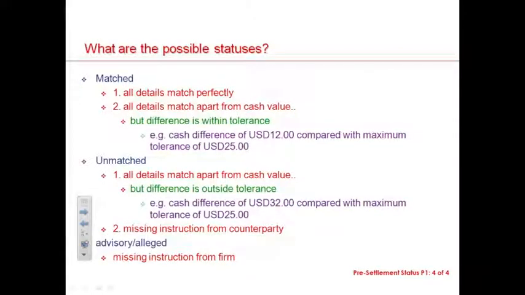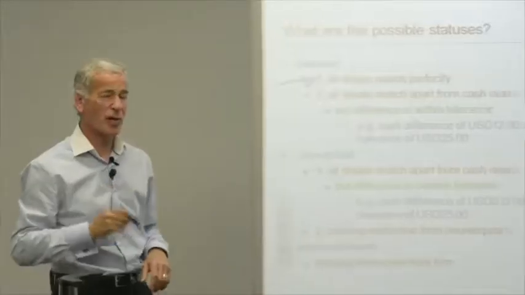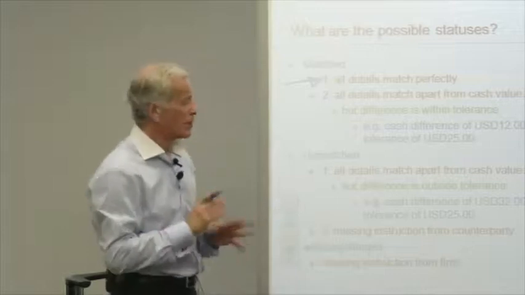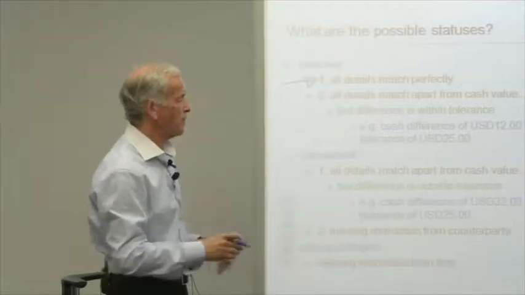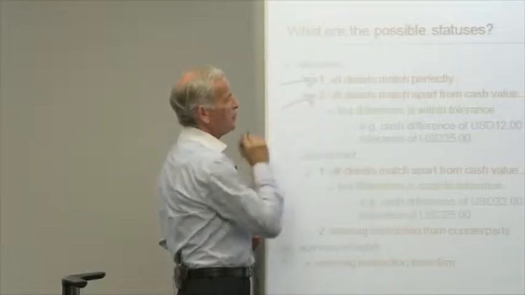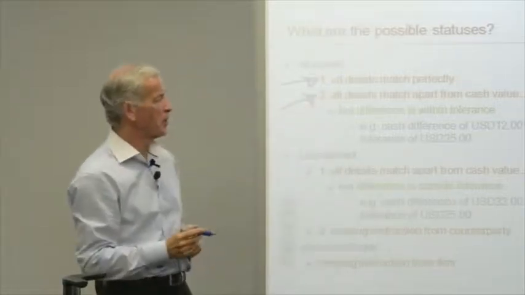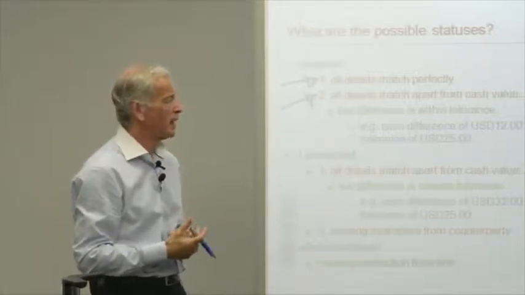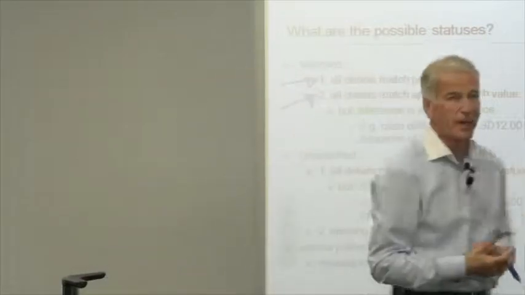Now, within the heading of match, can you have different levels? Well, yes. You can have this level, which is the details of your instruction and your counterparty's instruction match perfectly in all respects, inclusive of the cash figure, the cash settlement amount. But you can also have, or instead have, this status, that all details match apart from the cash value, but there is a difference which is within a tolerance.